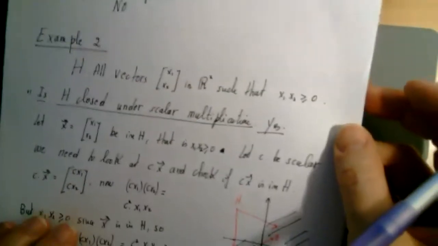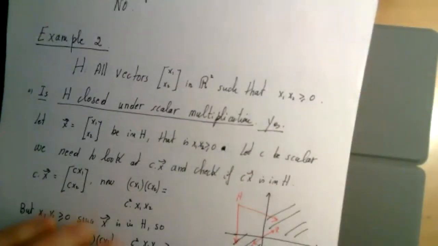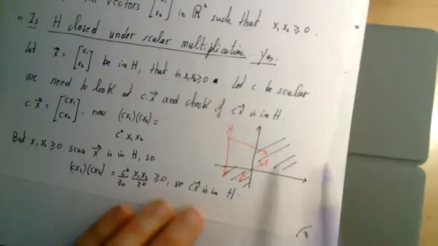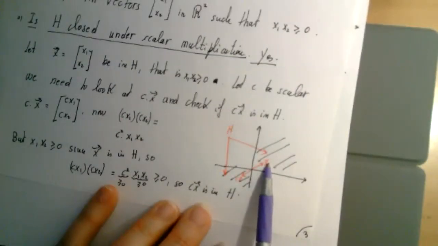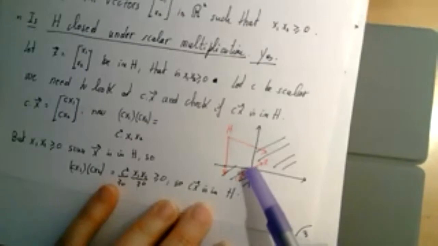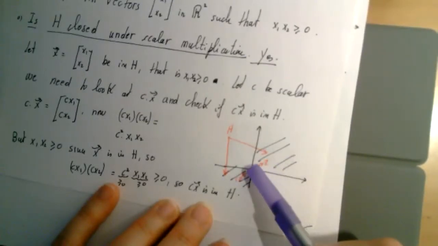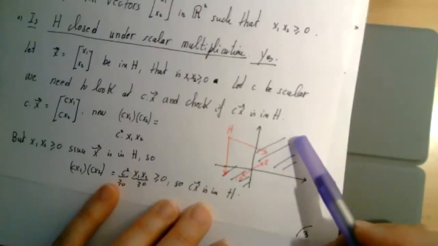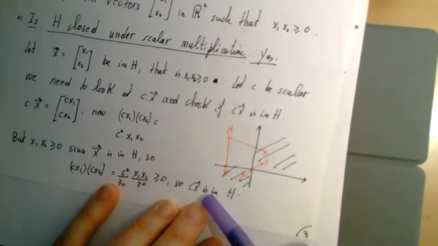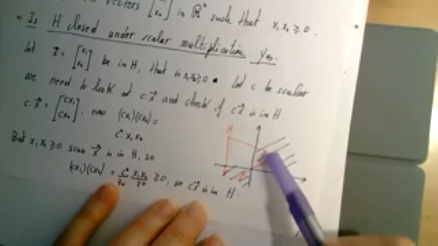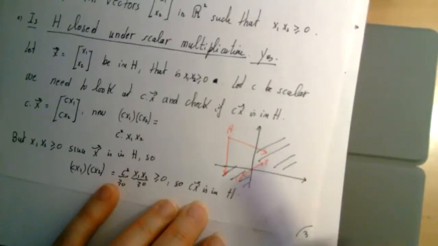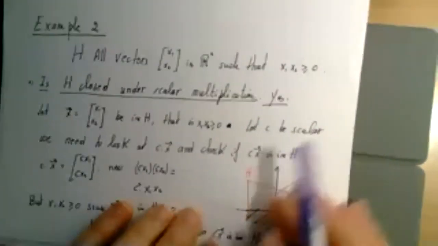And now, is H closed under scalar multiplication? Geometrically, yes. If you start with a vector x and you scale it, suppose you start with a vector in the first quadrant. If the scalar is positive, you stay in the first quadrant. If the scalar is negative, you're going to go to the third quadrant, but either way, you're going to stay in H. So geometrically, it's clear.